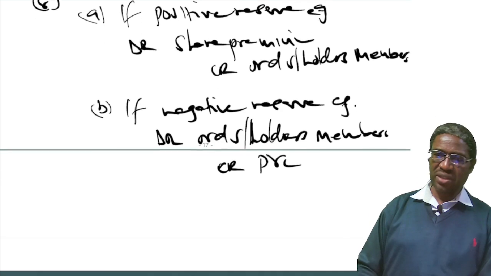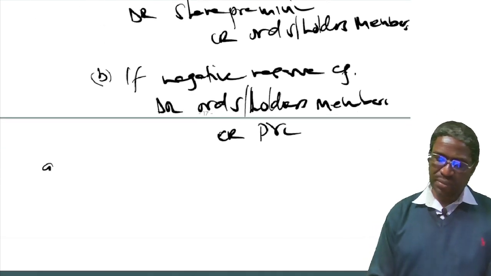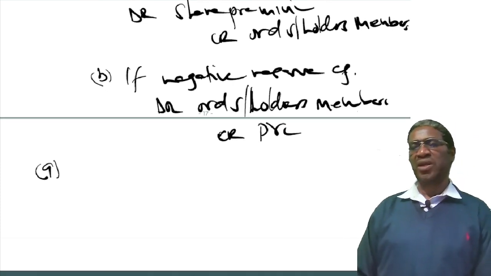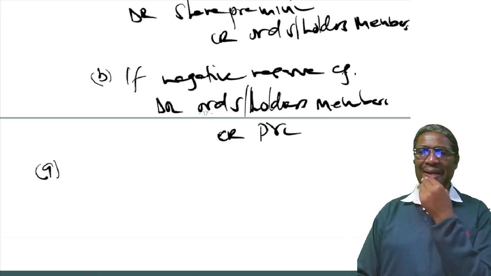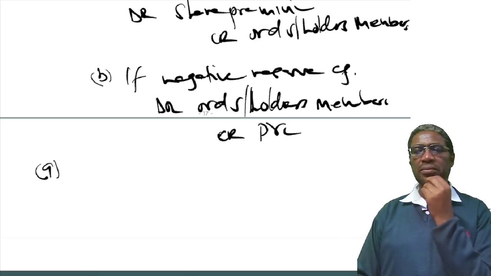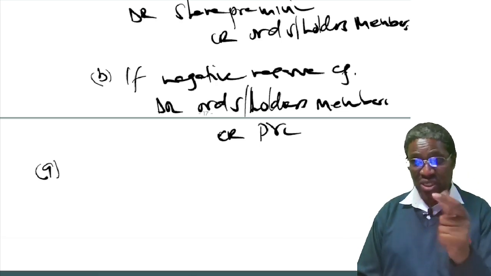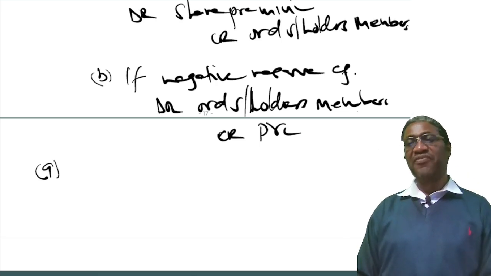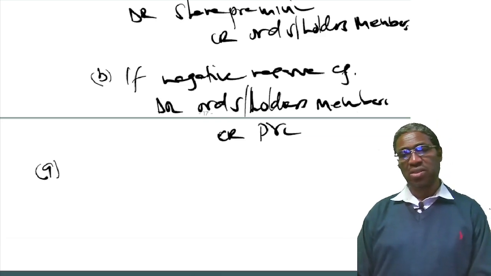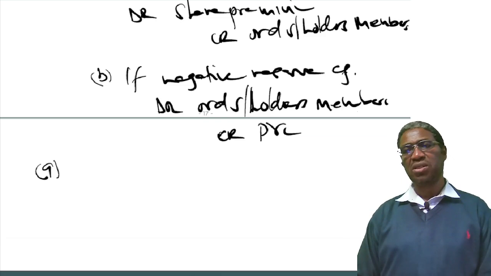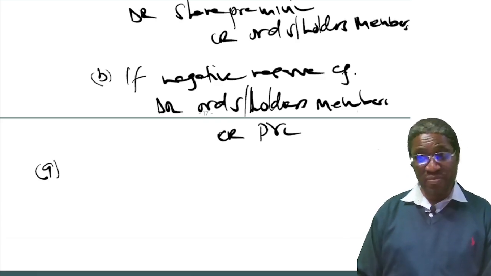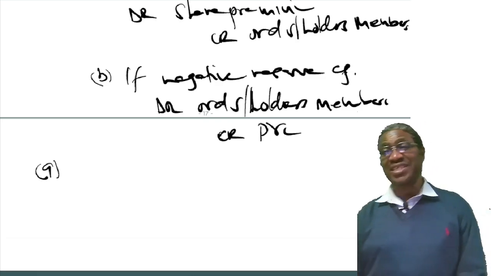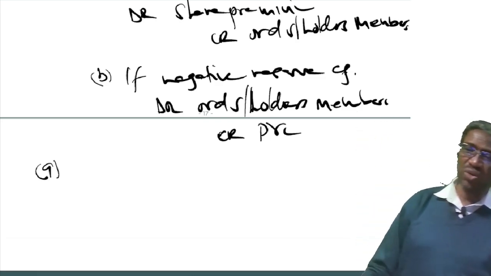That's number 8. Let's go to number 9. Transfer fictitious assets to the ordinary shareholders members account.